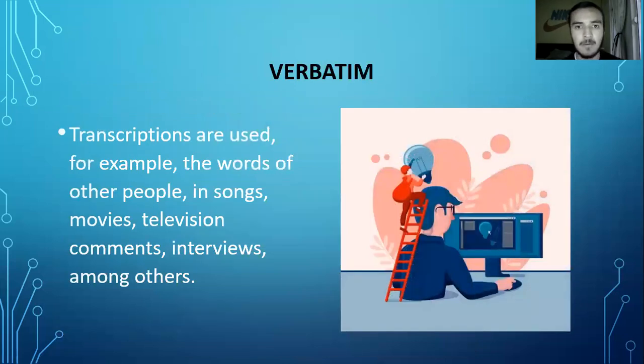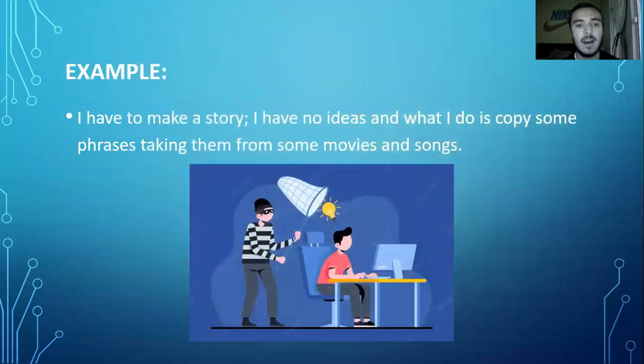And as a last type, we have verbatim. Transcriptions are used, for example, the words of other people in songs, movies, television, comments, interviews, among others. Here we have an example. I have to make a story. I have no ideas, and what I do is copy some phrases, taking them from some movies and songs. It means that I don't think to create this story. I am just copying information from other people and I just put it here. It means that I am doing plagiarism.